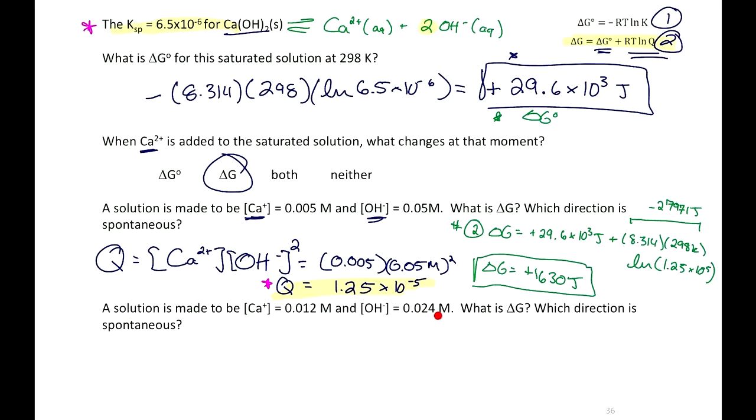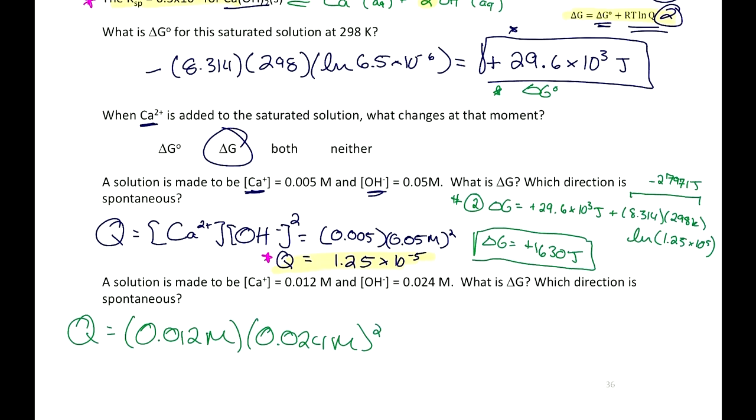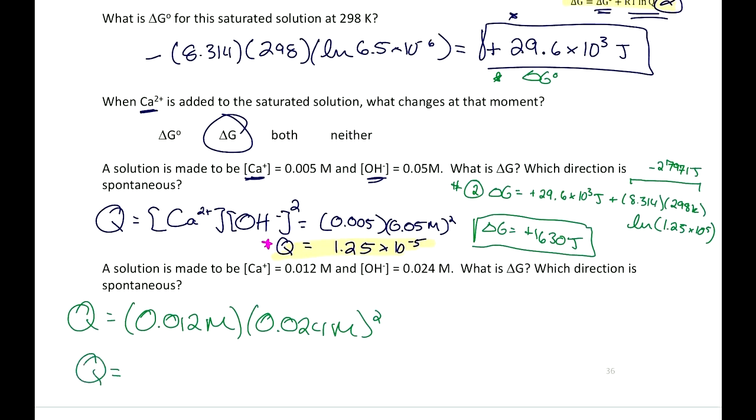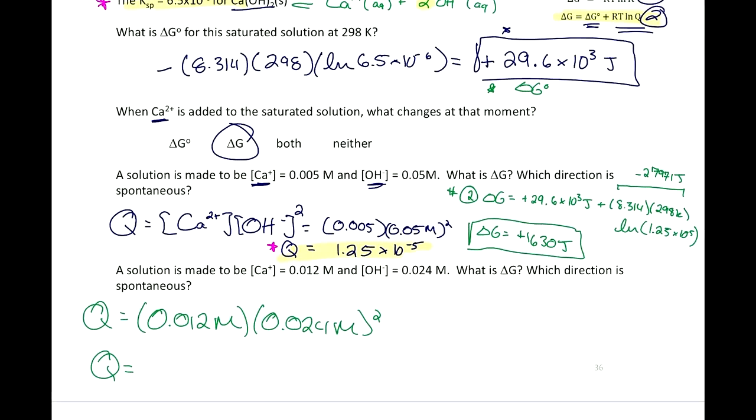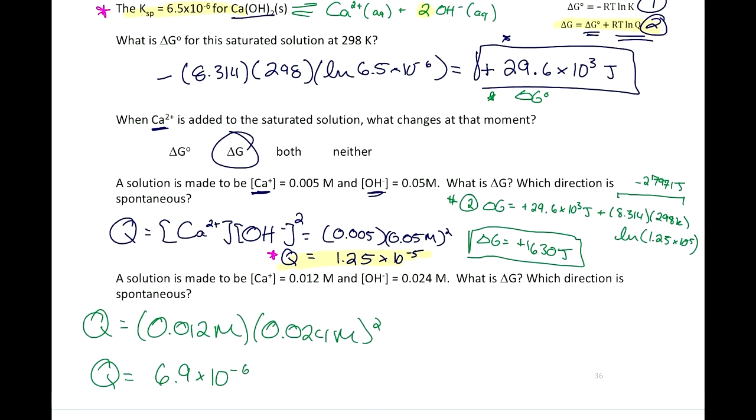So here it's the same exact question, but I give you just different concentrations. So it's the same strategy. Let's calculate Q. All right, calcium 2+ concentration, so 0.012 molarity, times hydroxide concentration, 0.024 molarity, but that is squared. And so we get Q is equal to, let's see, 6.9 times 10 to the negative 6. That is Q.